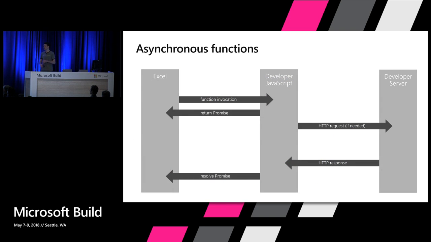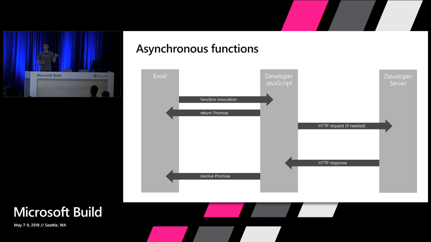So I'm going to get down into some of the details of how the different function types work. This is a diagram showing the asynchronous functions, right? Those are the ones that return a promise. If you see the diagram, all the way on the left-hand side is Excel. In the middle, there's the JavaScript code running in that JavaScript file that I talked to you about. And then on the right-hand side, perhaps, optionally, you have a server, or you're calling some third-party service, whatever you wish. So Excel makes its call to the developer JavaScript.